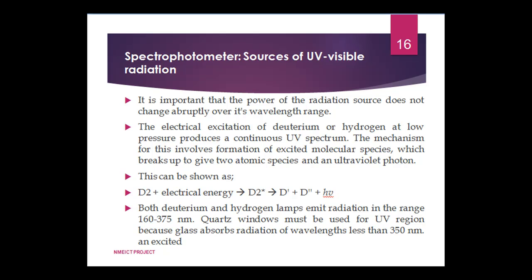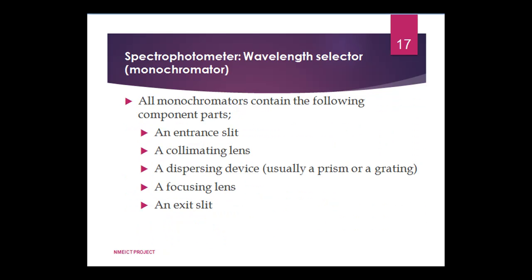Now we'll discuss the wavelength selector, which is also known as a monochromator. All monochromators essentially contain the following components: an entrance slit, a collimating lens, a dispersing device, usually a prism or grating, a focusing lens, and an exit slit.